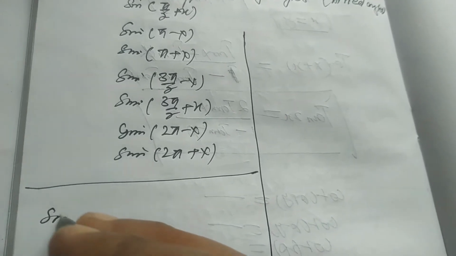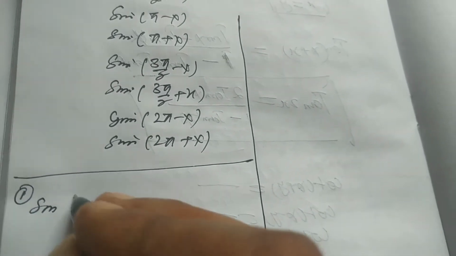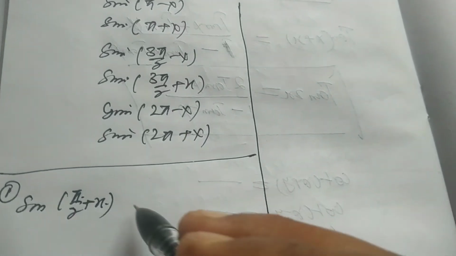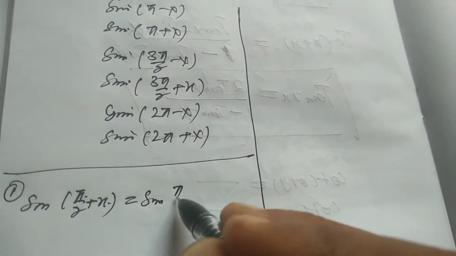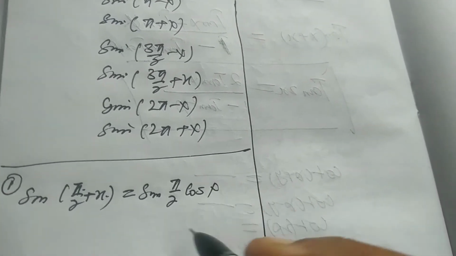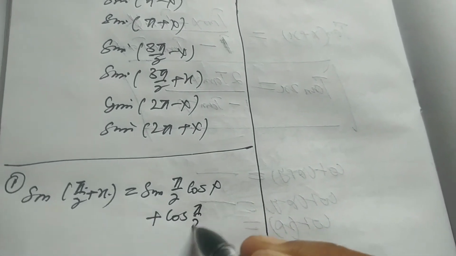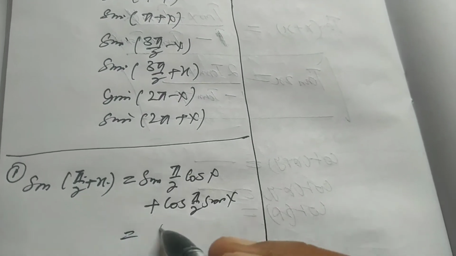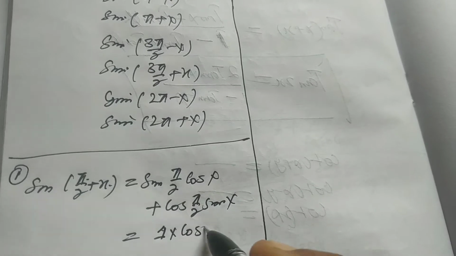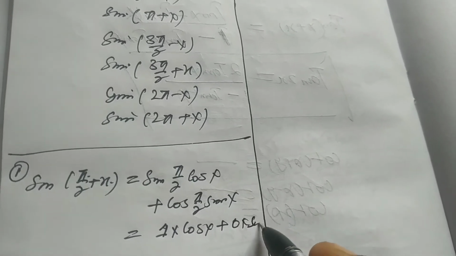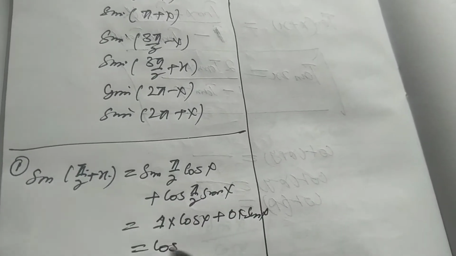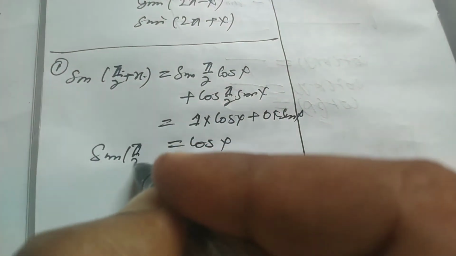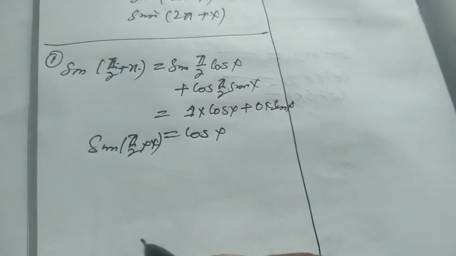The first allied angle is pi/2 + x. See, this is x plus y. We can write this as sin(pi/2) cos x + cos(pi/2) sin x. We know that sin(pi/2) is 1, so 1 into cos x plus cos(pi/2), which is 0, into sin x. This is equal to cos x. That is, sin(pi/2 + x) is equal to cos x.